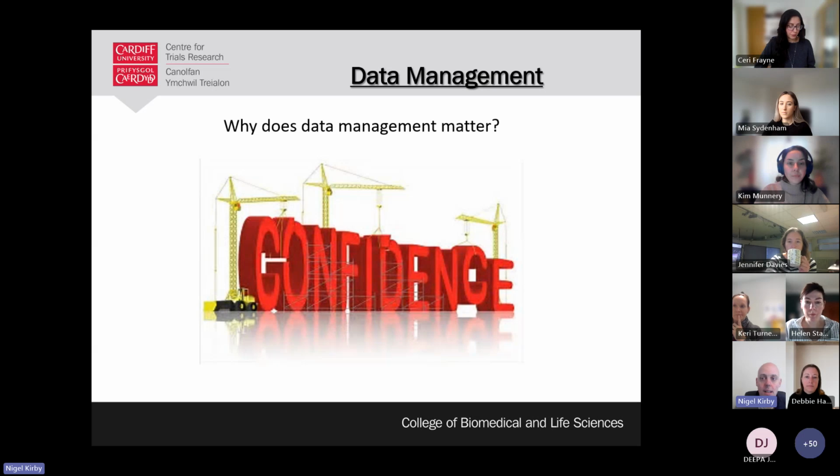So why does data management matter? It's all about having confidence in your data. Everything that we do in CTR and all of our outputs rely on good data to be able to look at changing policies, changing the ways that people implement our practices. So we need to be confident in our data to be able to implement these.